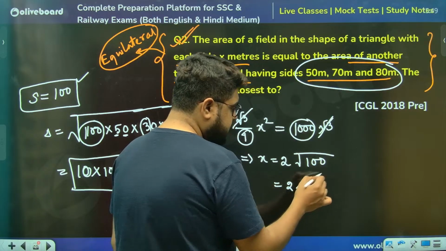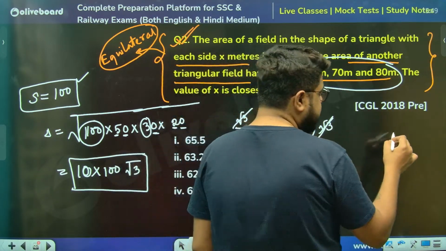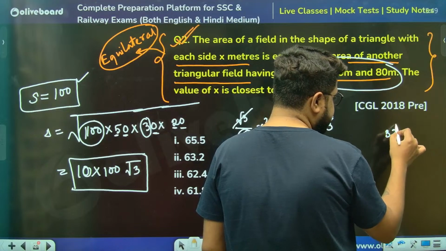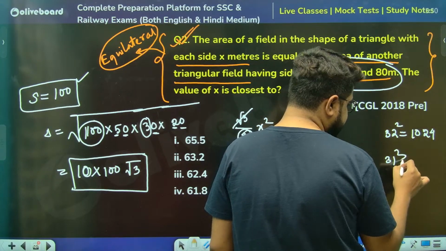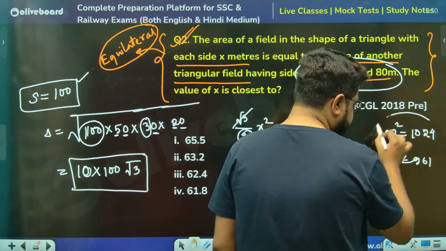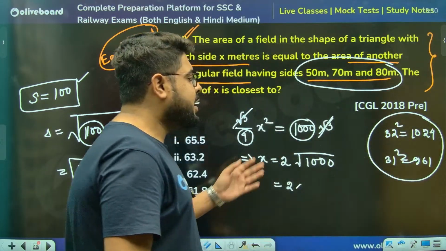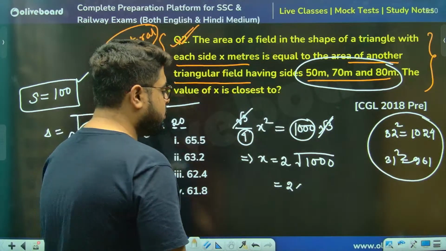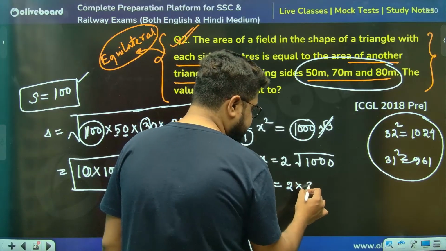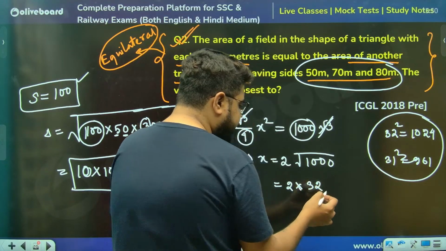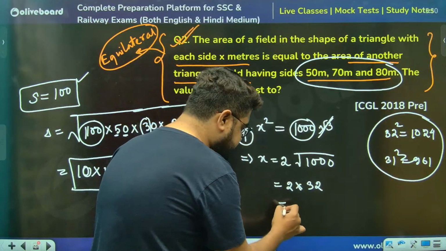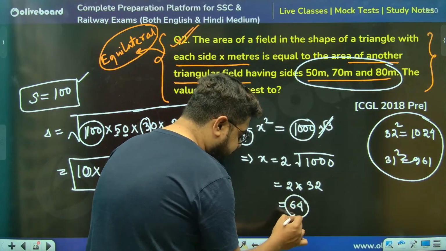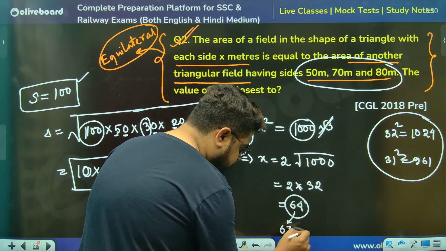Sir, if you take 1000, 32 square is 1024 and 31 square is 961. So it is between 31 and 32, closer to 32. So I'm just taking this as 32. My answer will be a little bit lesser than 32 into 2, meaning I'm taking 64. My answer will then be 63 point something.